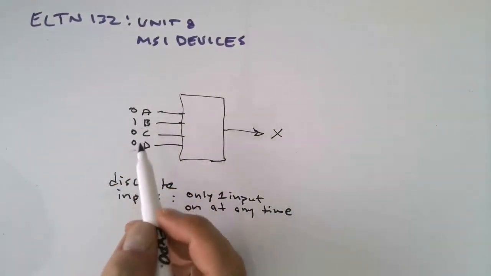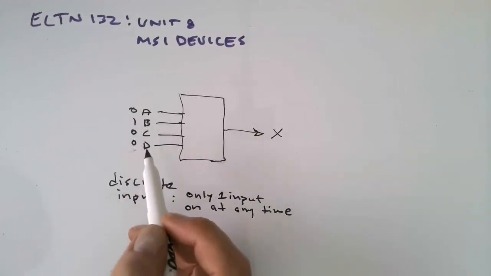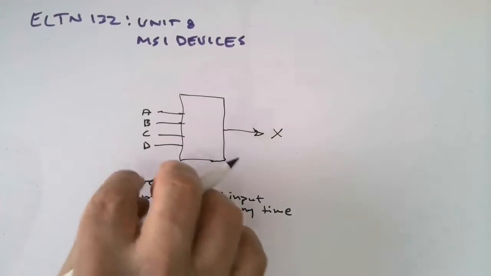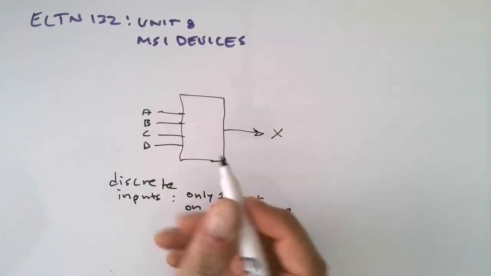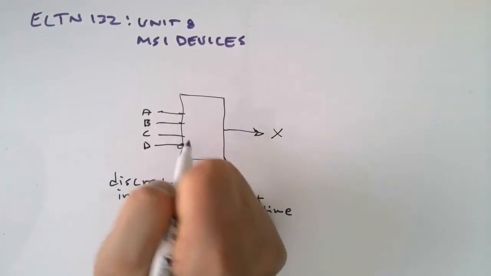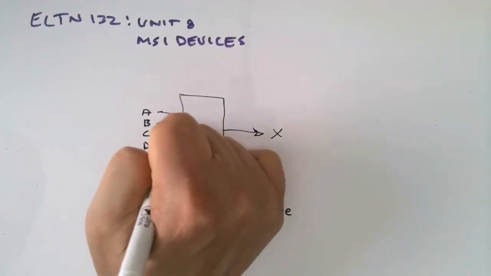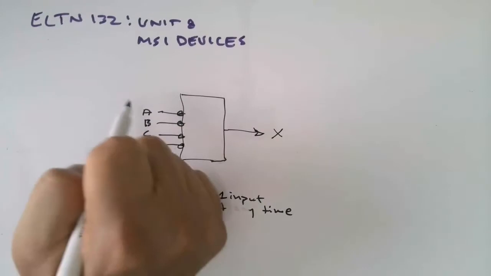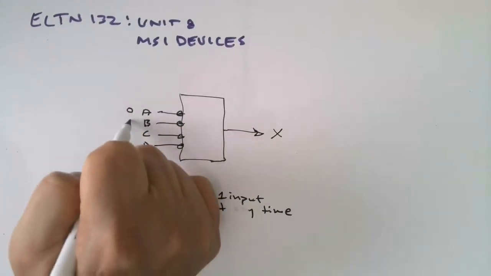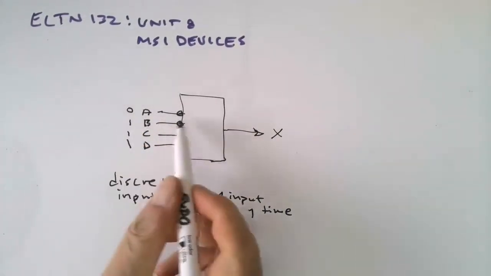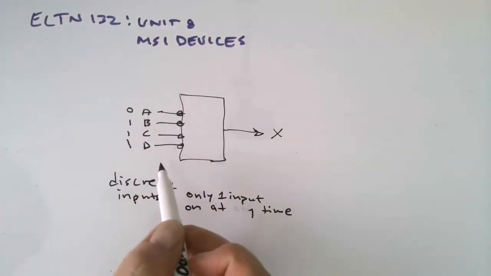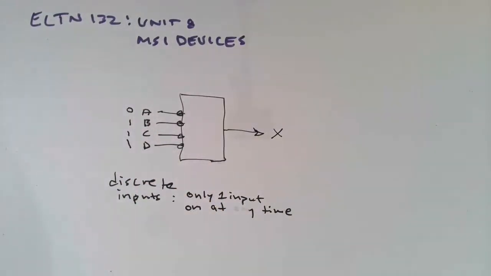Now, it may mean you could still have potentially multiple inputs, but only one is going to be acknowledged. Now, it's not always positive logic. In some cases, these inputs are going to be negative logic, and you're going to see that a lot of these devices have negative logic. In that case, what you'd have is a 0 as being an input selecting that input A. So those are discrete inputs, only one input on at a time.